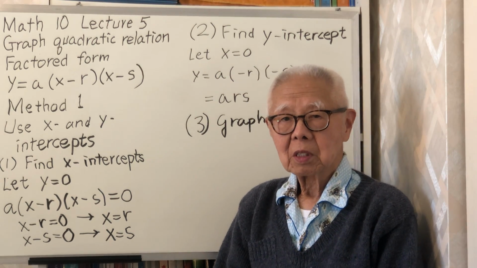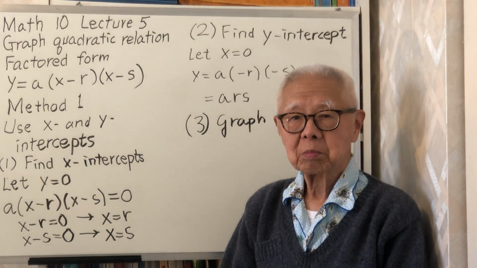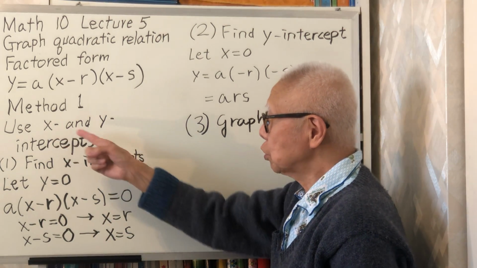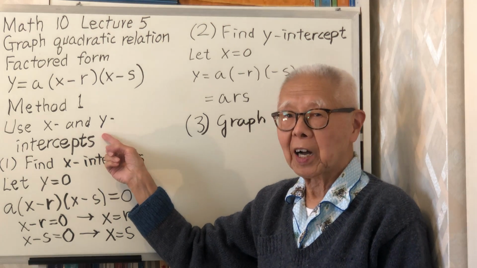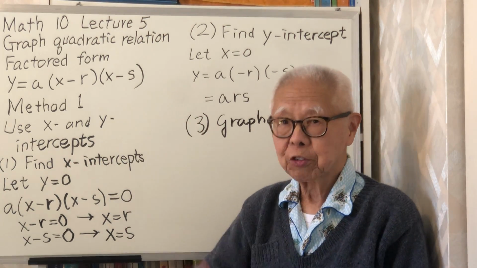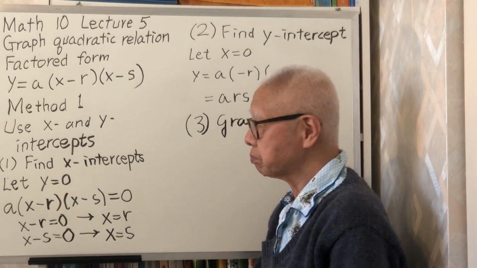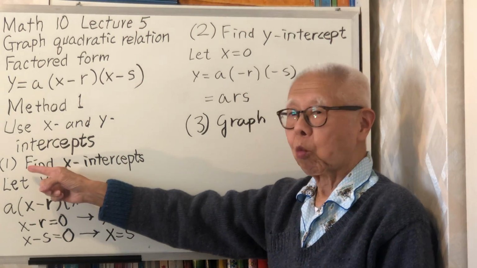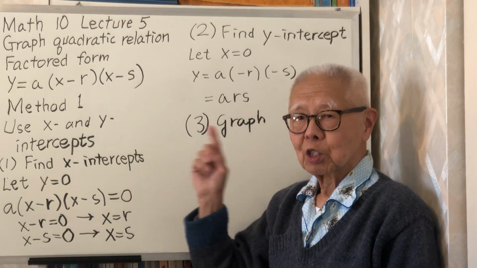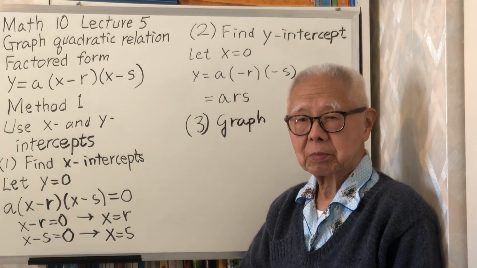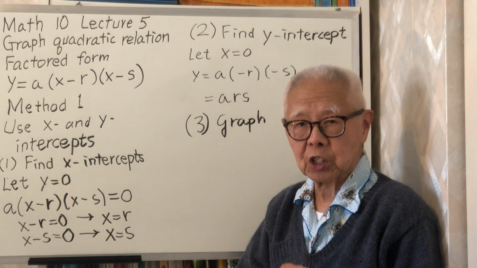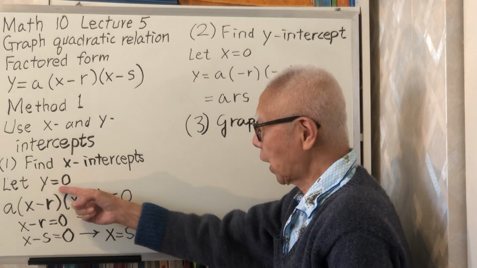So the first method is to use x and y intercepts to graph the relation. Step 1 is to find the x-intercepts. To find the x-intercepts, you let y equals 0.